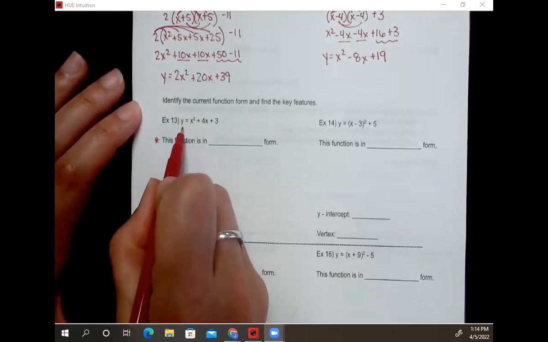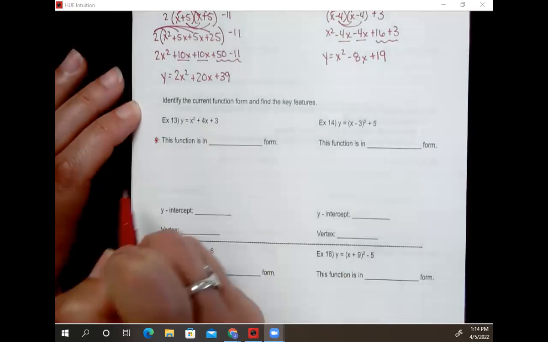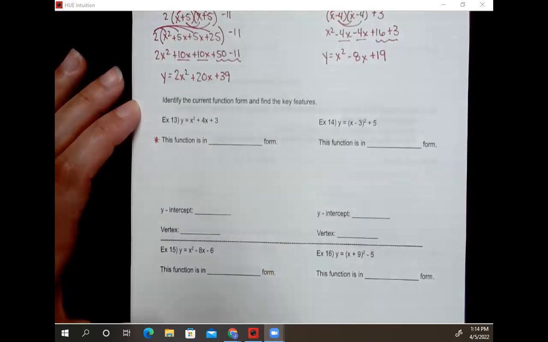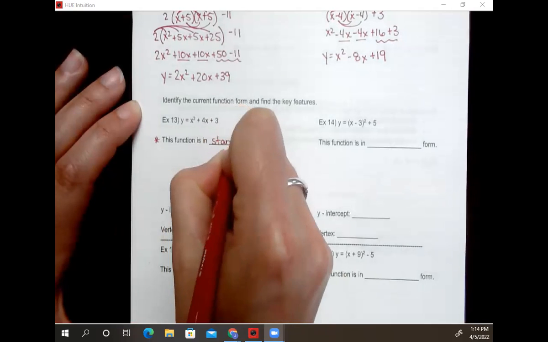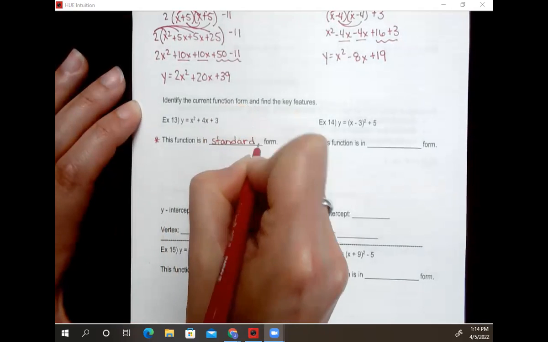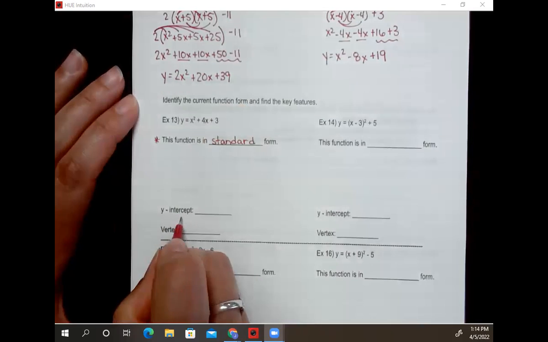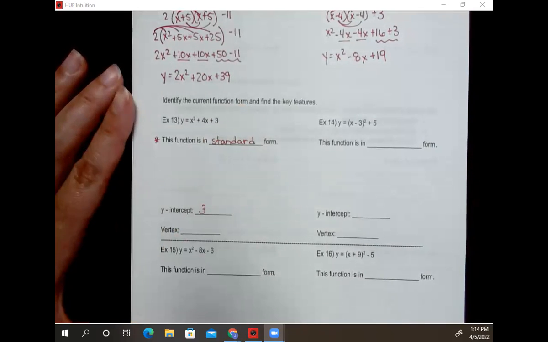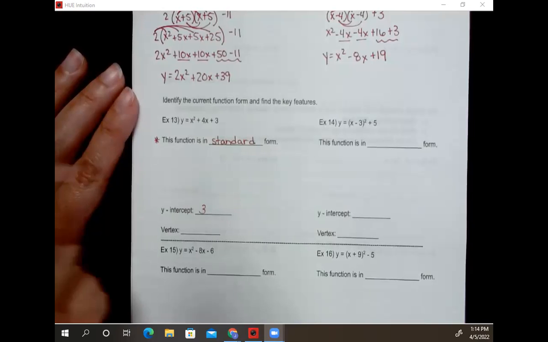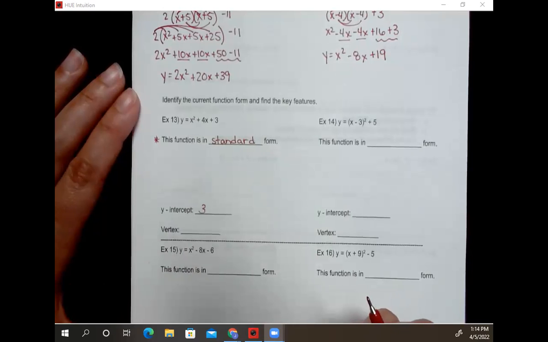So for 13, this function is in what form? This is in standard form. Since it's in standard form, what do I know? I know the y-intercept. What is the y-intercept? 3. Okay, so I want you to pause every time you're working with quadratic functions. Pause, think about what function form you have and what you know because of that. Now the other thing I want is the vertex. So that means I need to change this into vertex form.